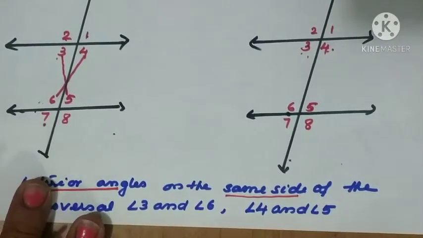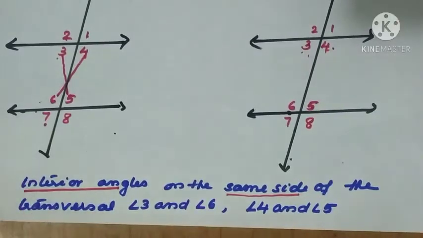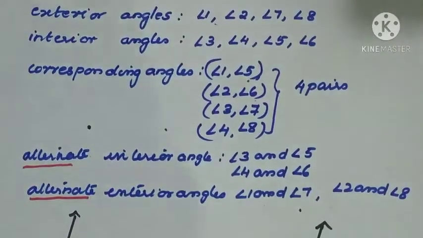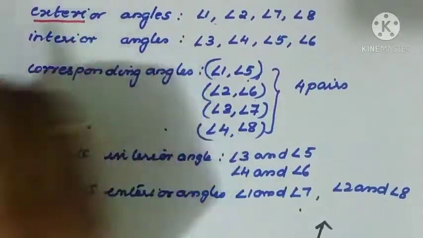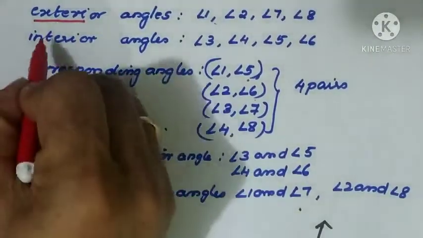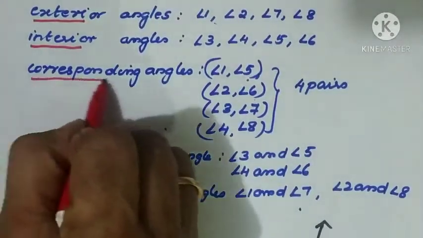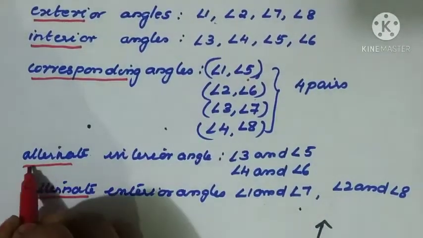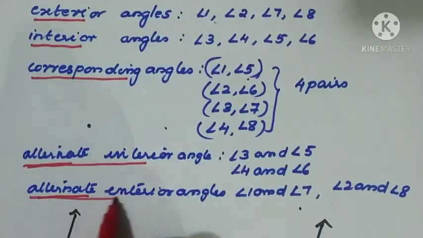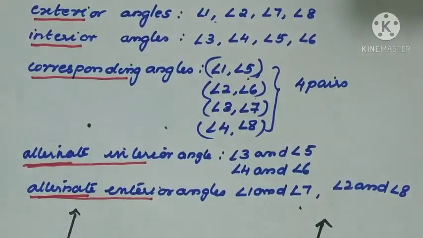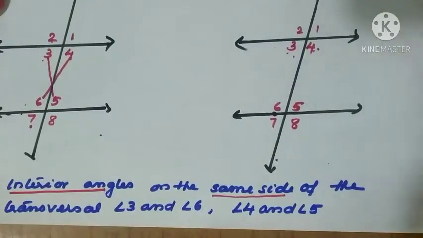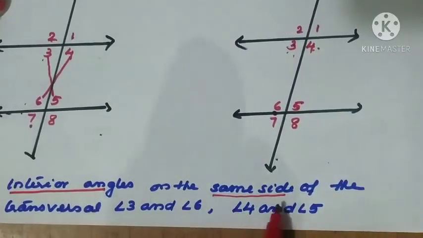So which are the types of angles we have learned here? First one is exterior angle, then interior angle, corresponding angles, next alternate interior angles, alternate exterior angles. The last one is interior angles on the same side of the transversal.